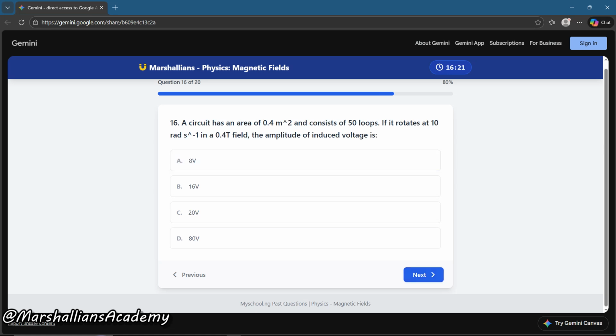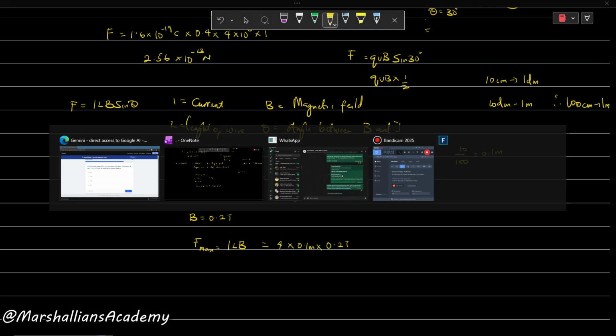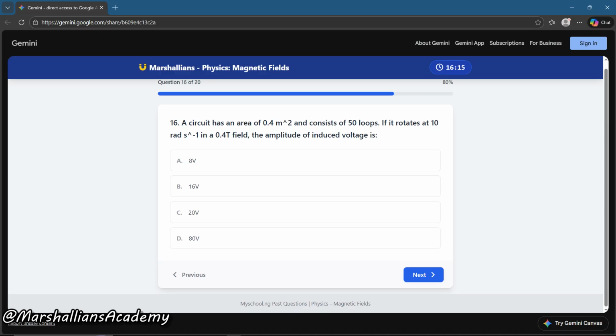Alright, they say a circuit has an area of 0.4 meters squared. What is this question trying to test us? They are giving us area, they're giving us loops.